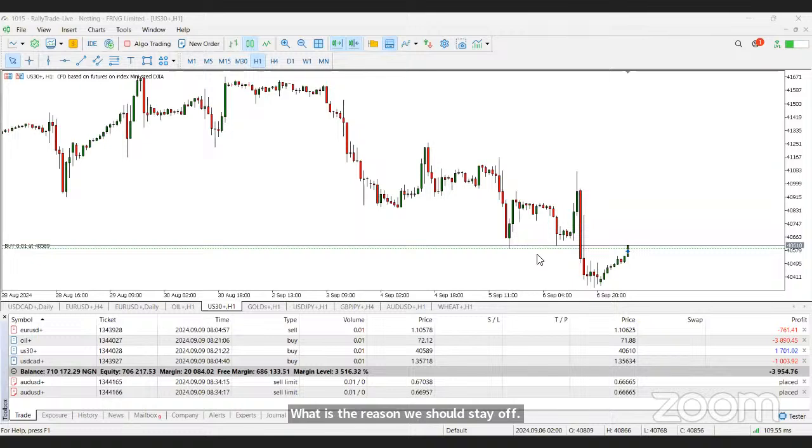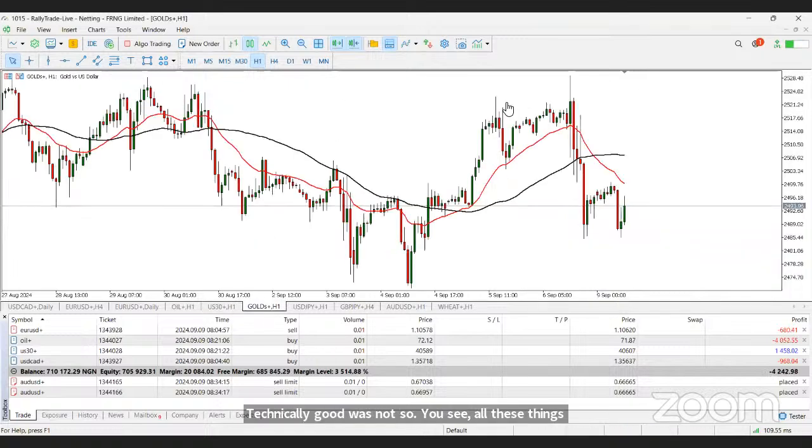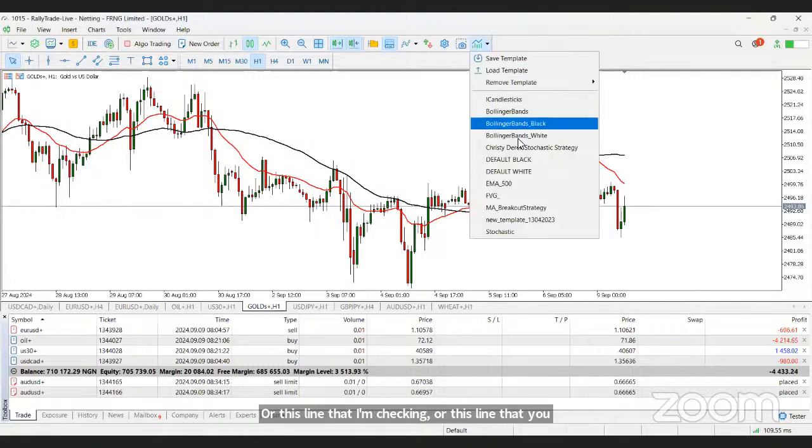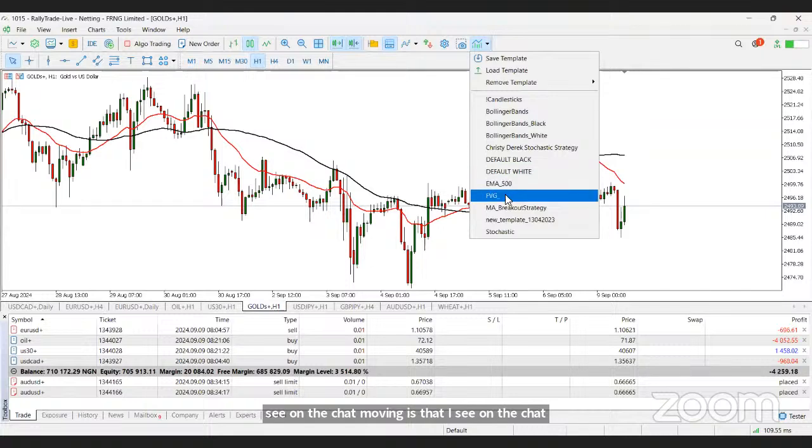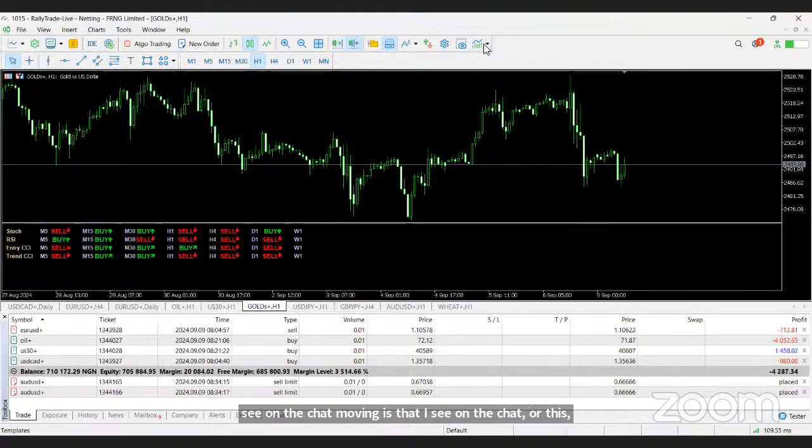Gold moves with fundamentals more than it moves with anything else. Technically, gold does not see all these things I'm checking. Let me give you an idea of what I mean. All these lines that you see on the chart, all these moving averages, all these fair value gaps, and this stochastic that you see on the chart.